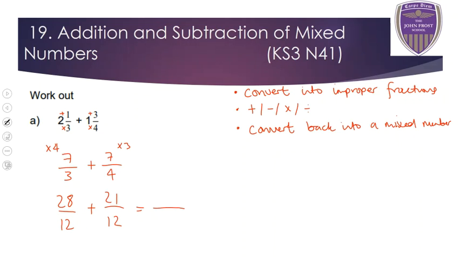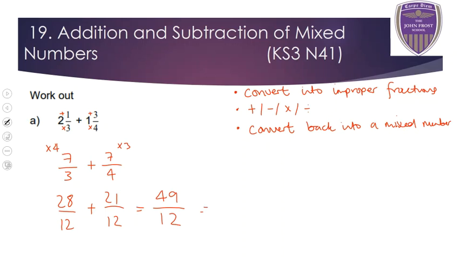Now the denominators are the same, stays the same for the answer, and we add or subtract, but add in this case, we add the numerators together. So 28 plus 21 is 49. Okay, and I said earlier on then, the third step is to convert back into a mixed number if possible. So it is possible to do this as a mixed number because at the moment it's an improper fraction, isn't it? So if the top is bigger than the bottom, you can convert it back into a mixed number.